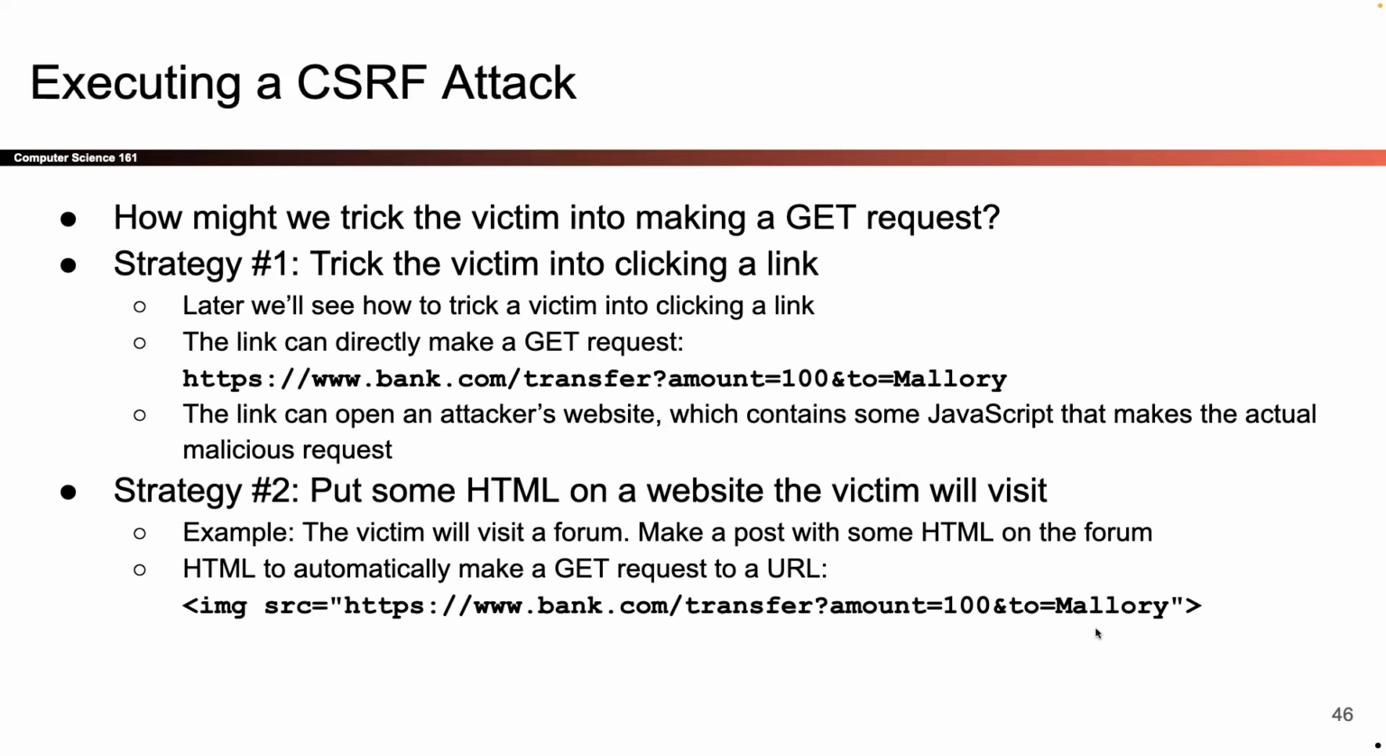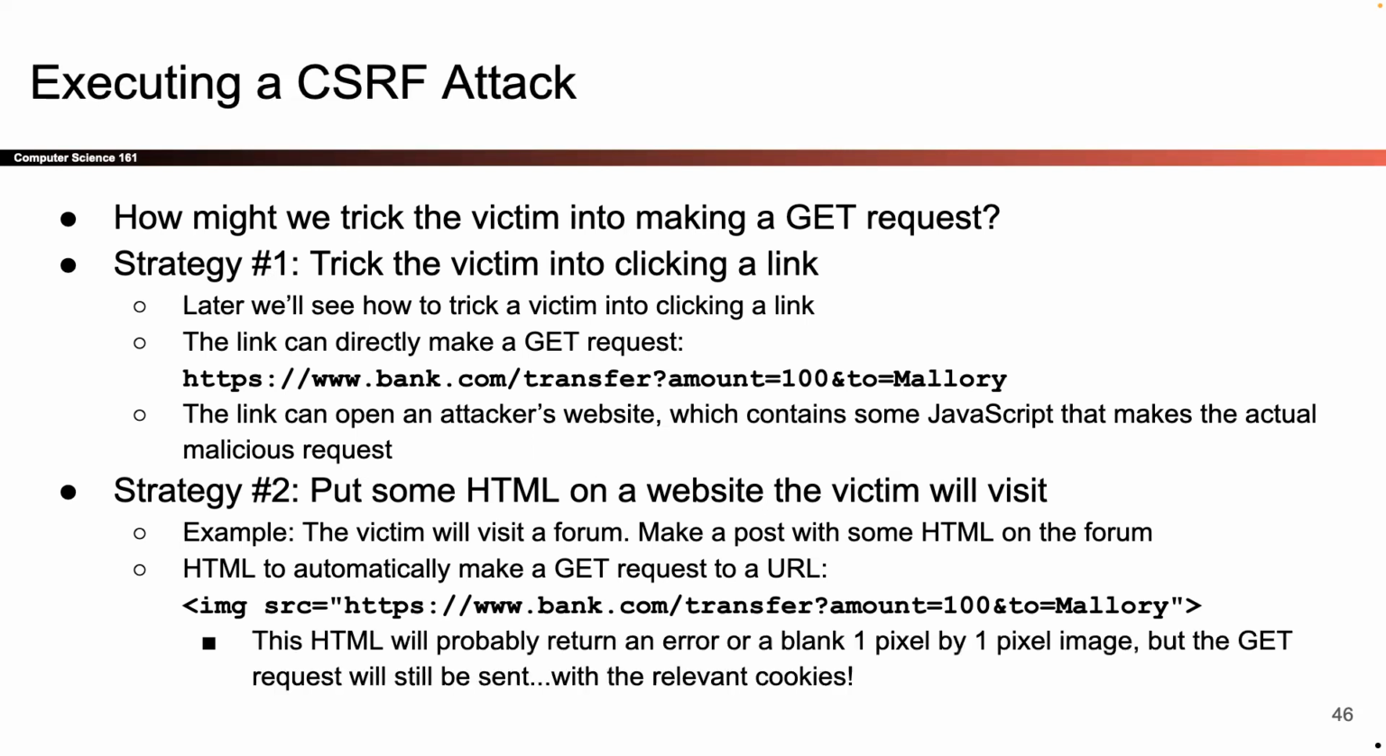So the image source tag is one way to trick people into making a GET request. Because the only way to render this image tag correctly is to make a GET request to whatever the source attribute is and try to get the image back. And maybe you don't get an image. Maybe you just went to some endpoint that causes some transfer to happen. Okay. So yeah, HTML will probably return an error, but by that time it's too late. The GET request was already sent.